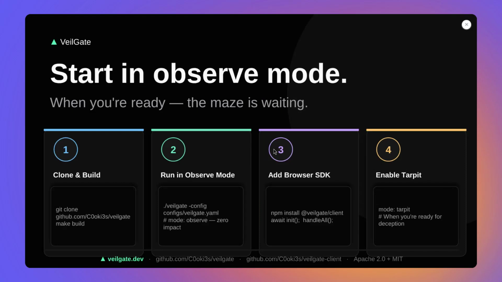So the starting point of VeilGate is to put it in observe mode, and once you observe the traffic and know your threshold limit, you can switch to any mode you want, or you can always put it in auto mode, where you just need to give the threshold and it will automatically flip it.